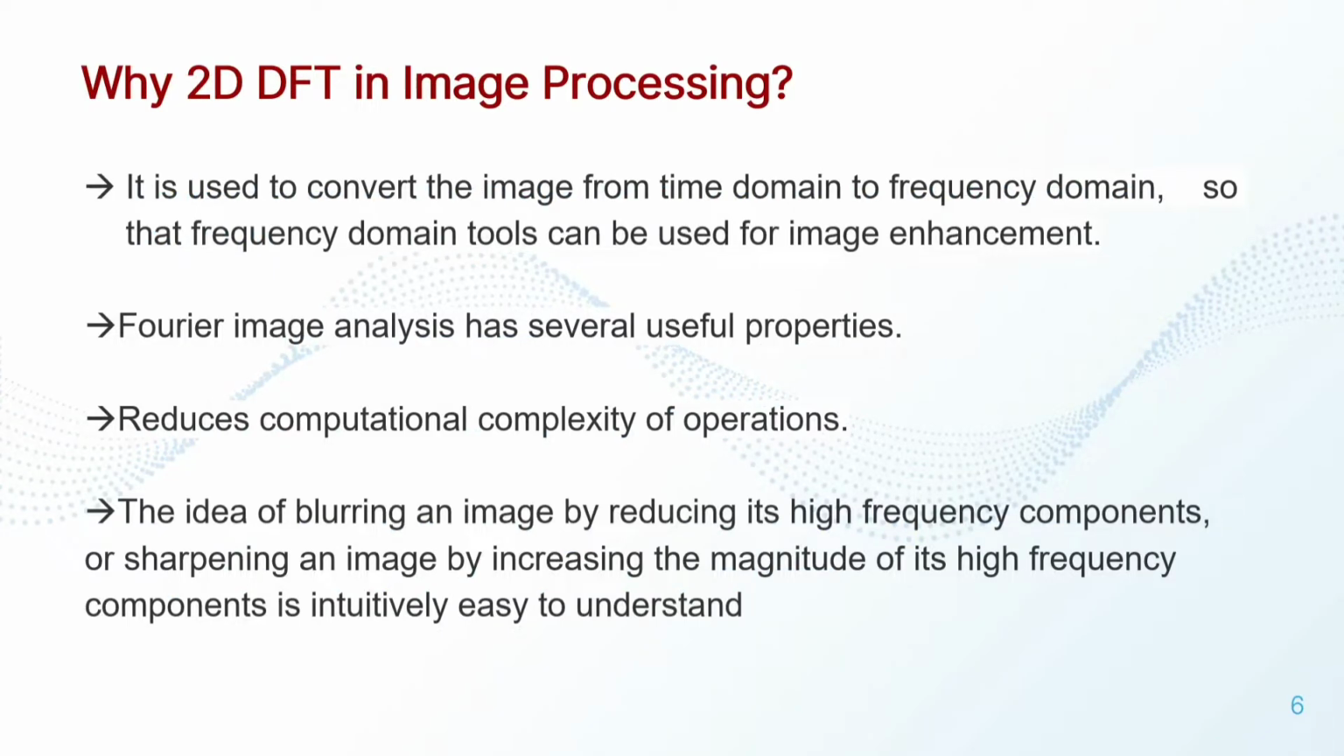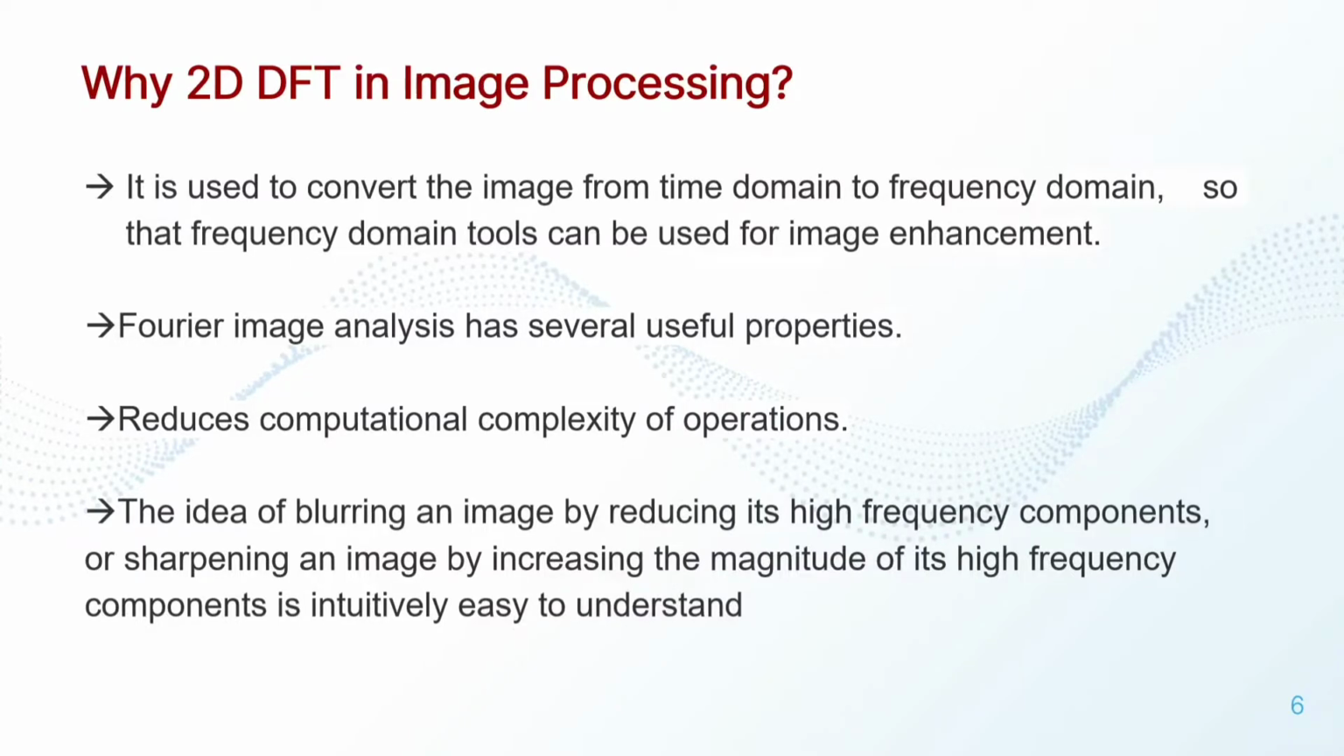Now, why two-dimensional DFT in image processing? It is used to convert the image from the spatial domain to frequency domain so that frequency domain tools can be used for image enhancement. Fourier image analysis has several useful properties. For instance, convolution in the spatial domain corresponds to multiplication in the frequency domain. This is important because multiplication is a simpler mathematical operation than convolution. As with one-dimensional signals, this property enables FFT convolution and various deconvolution techniques.